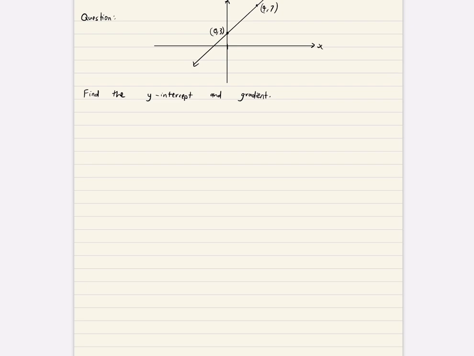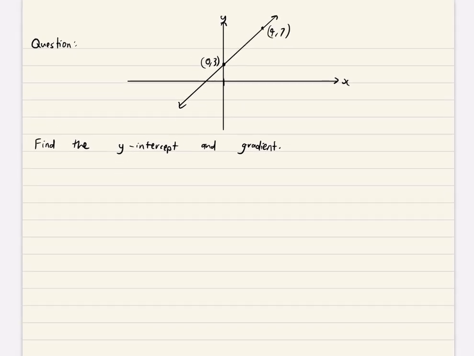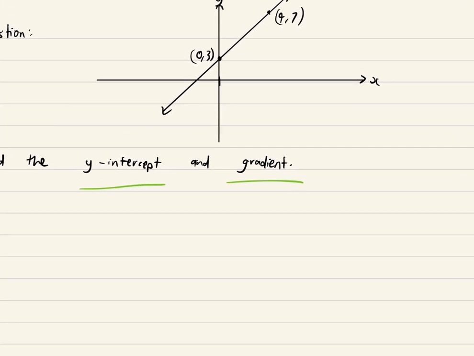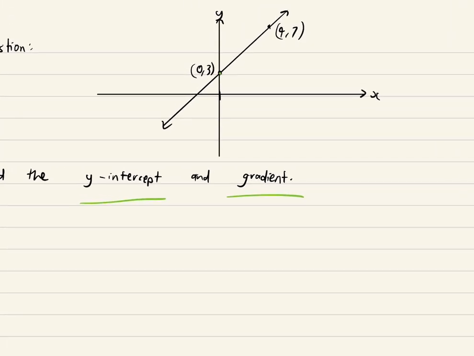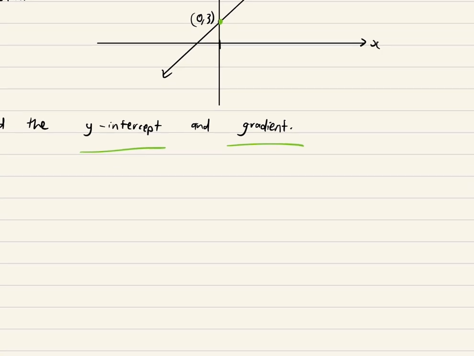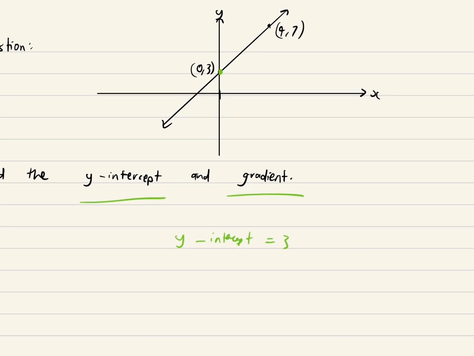So our first example here is to find the y-intercept and gradient of that line. If we start off with the y-intercept, it's easy. The y-intercept is literally where the line cuts the y-axis, which we can clearly see is at the point (0, 3). So the y-intercept equals 3. It cuts the y-axis at 3, and the point is (0, 3). The 3 is the y-coordinate, so that's what we're interested in. So your y-intercept is 3.